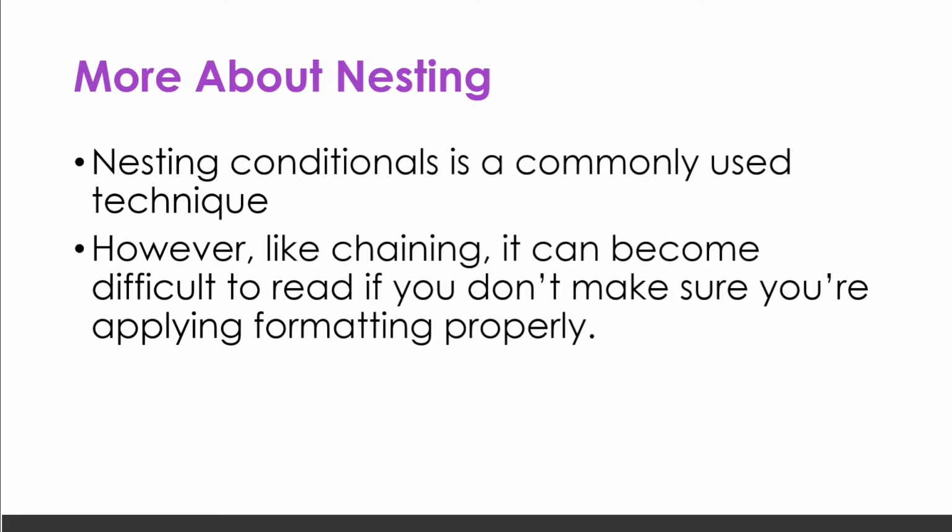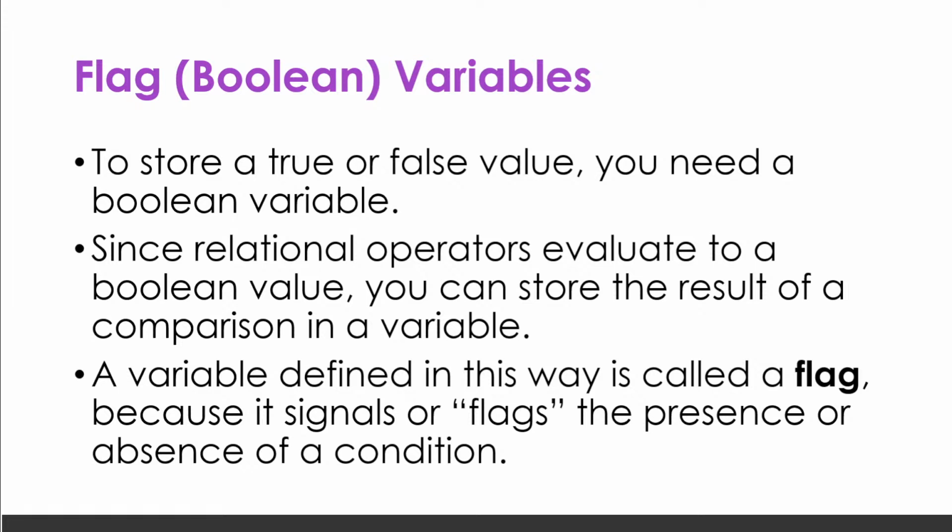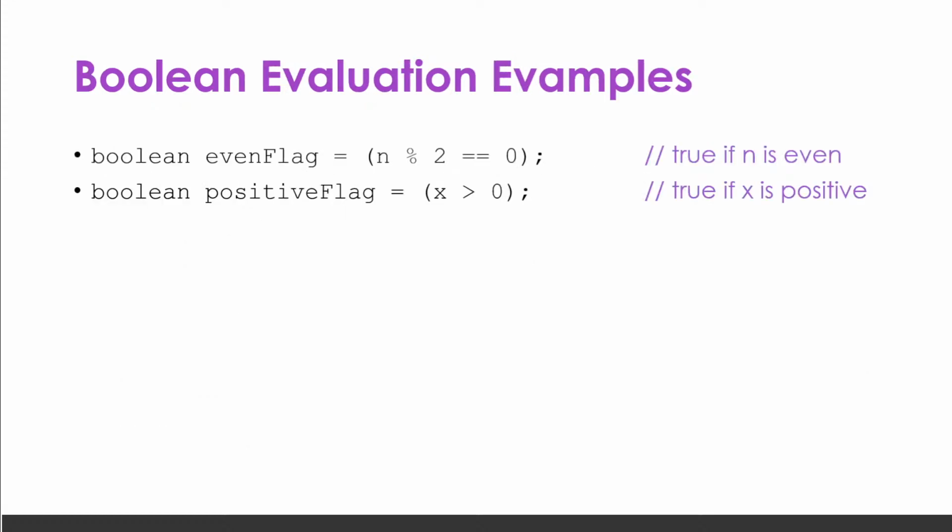And we also have those flag or Boolean variables that we talked about. This gives us the ability to have something that starts as a true or a false. It's called a flag because it signals or flags the presence or absence of a condition. If we look at an example of a flag, we have Boolean variables that are examples of flags. So we have Boolean even flag, which is going to create a true or a false, and Boolean positive flag, which is going to create a true if x is positive.